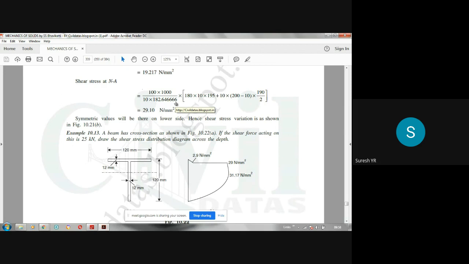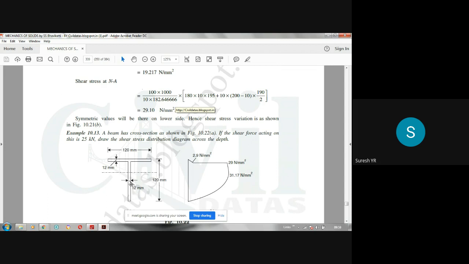Next is this T section. In the T section, it is similar to the I section. Let us see how it can be done. In this case also, you can observe the shear stress distribution will be like this. At the top fiber and bottom fiber, it will be 0. And here once again, you have the bottom of top flange and web portion. You will be having two values of shear stress, one by taking B equal to 120, another by taking B equal to 12.